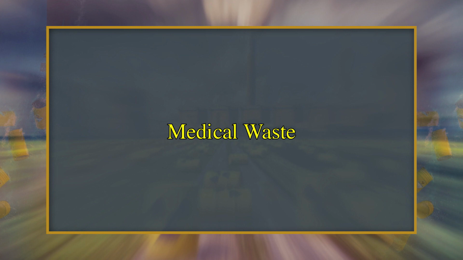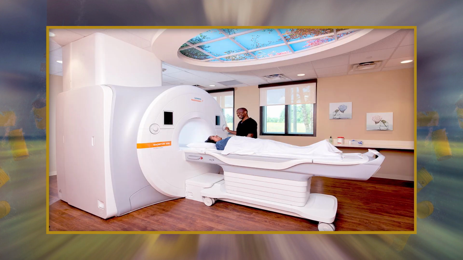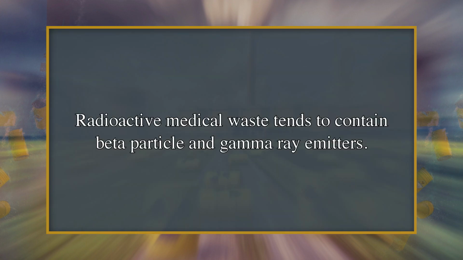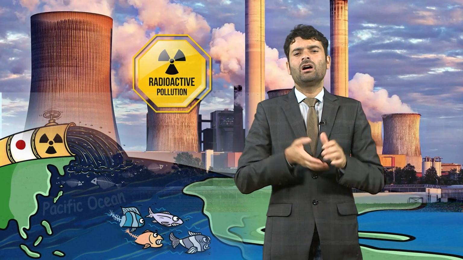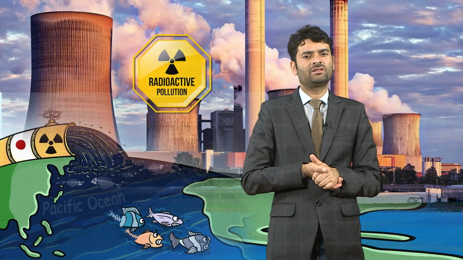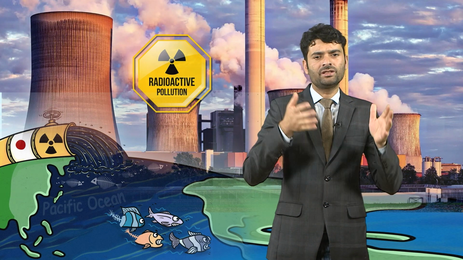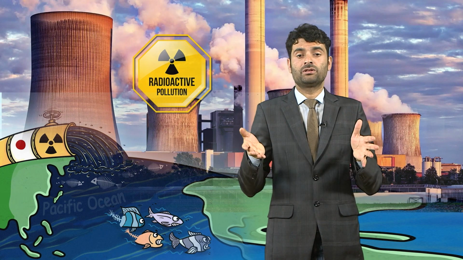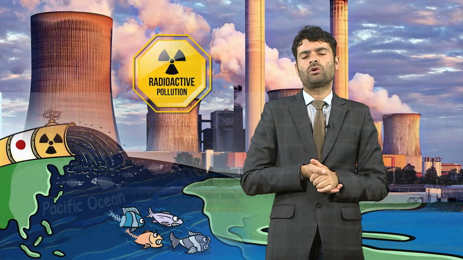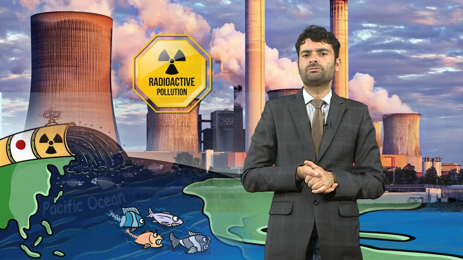Another problem is medical waste. Dear students, a number of radioactive isotopes are used in medicine nowadays, either for treatment or diagnostics. Radioactive medical waste tends to contain beta particle and gamma ray emitters. In diagnostic nuclear medicine, a number of short-lived gamma emitters such as technetium-99 are used. These can be left over a short period, after which they are able to be disposed of as normal waste.